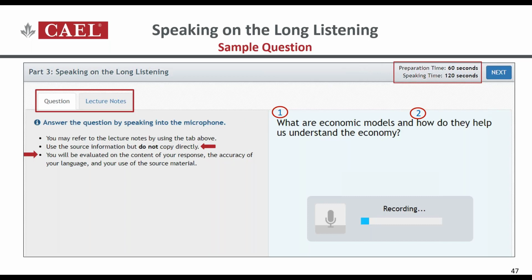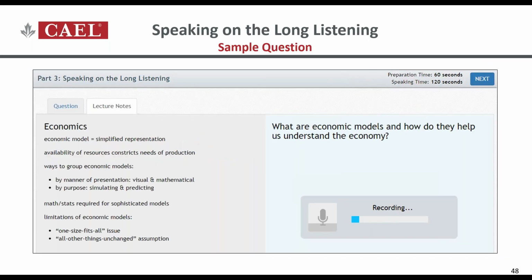Okay, so I'd also like to show you the lecture notes passage. If you click on the lecture notes tab, it will give you a summary of the lecture that you listened to. And it looks like this, just some bullet point notes that you can see going down the screen. So it's a kind of summary of what you heard.